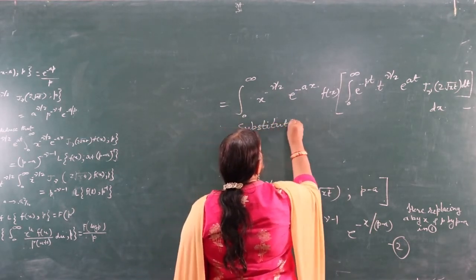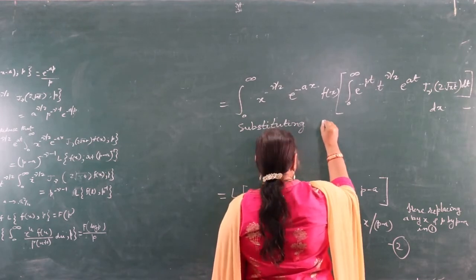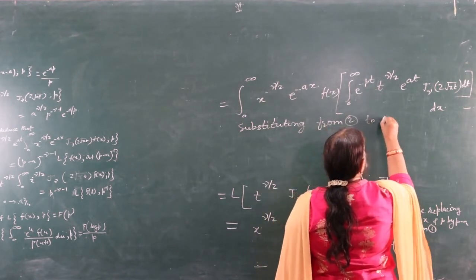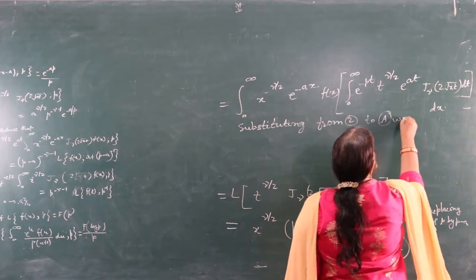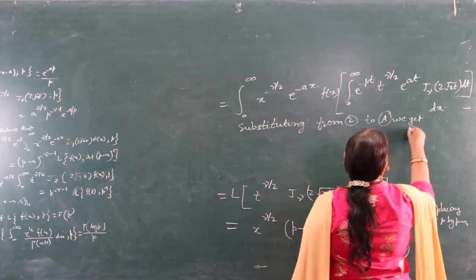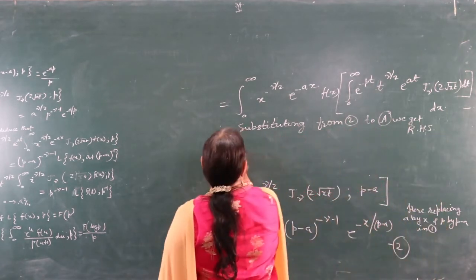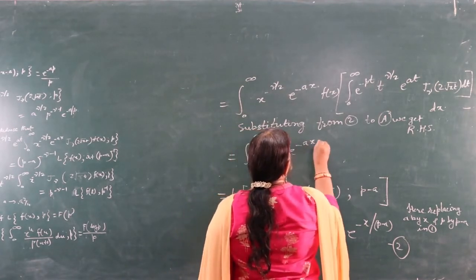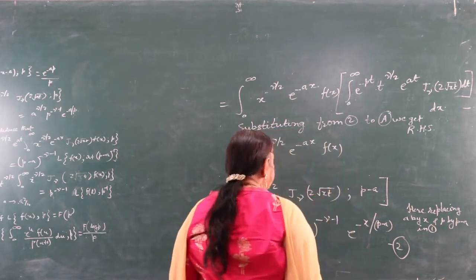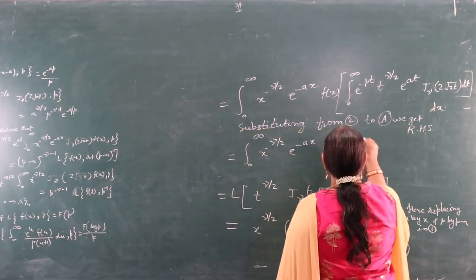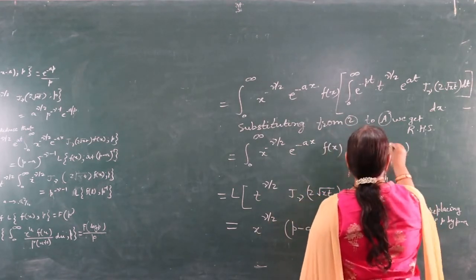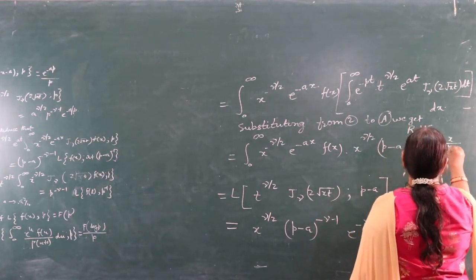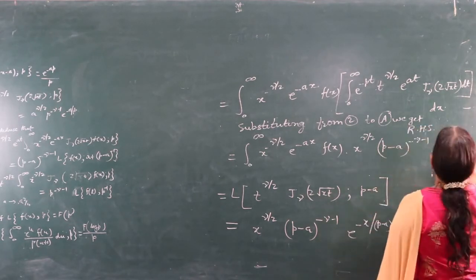Substituting from second into first, we get RHS as equal to integral 0 to infinity x raised to power minus nu by 2 e raised to power minus ax f(x) into x raised to power nu by 2 p minus a raised to power minus nu minus 1 e raised to power minus x upon p minus a dx.